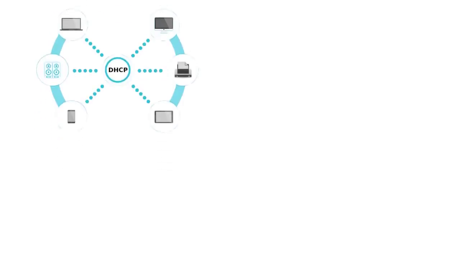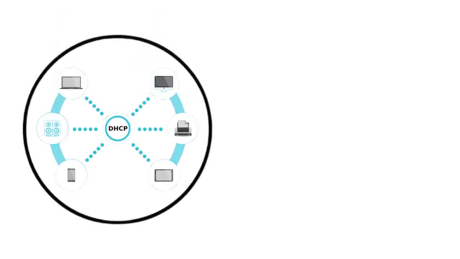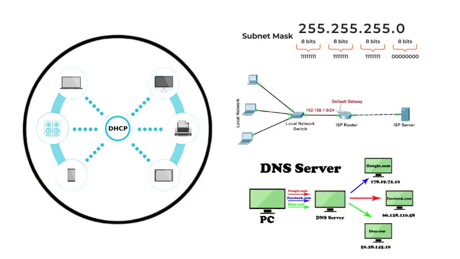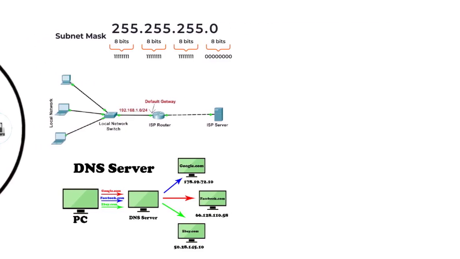DHCP is a network management protocol. Its job is simple but essential. It automatically assigns IP addresses and other critical details such as subnet mask, default gateway, and DNS servers to devices on a network.